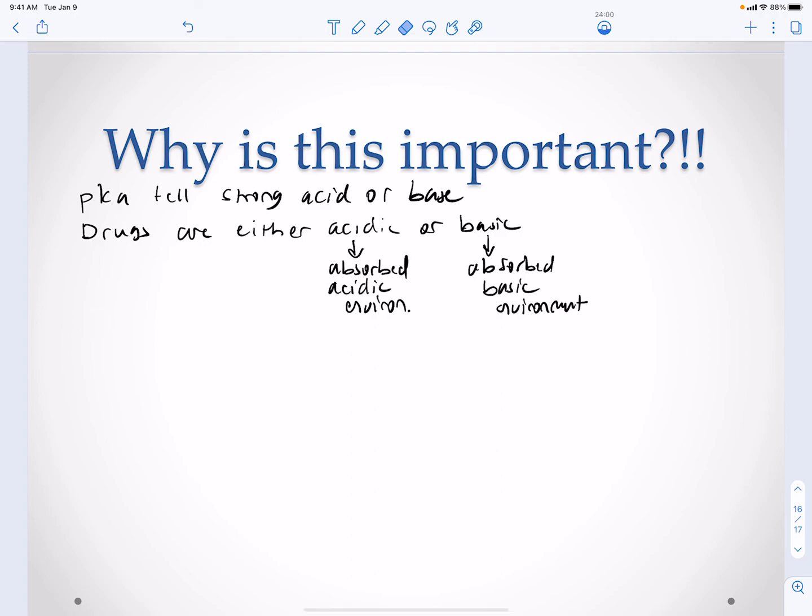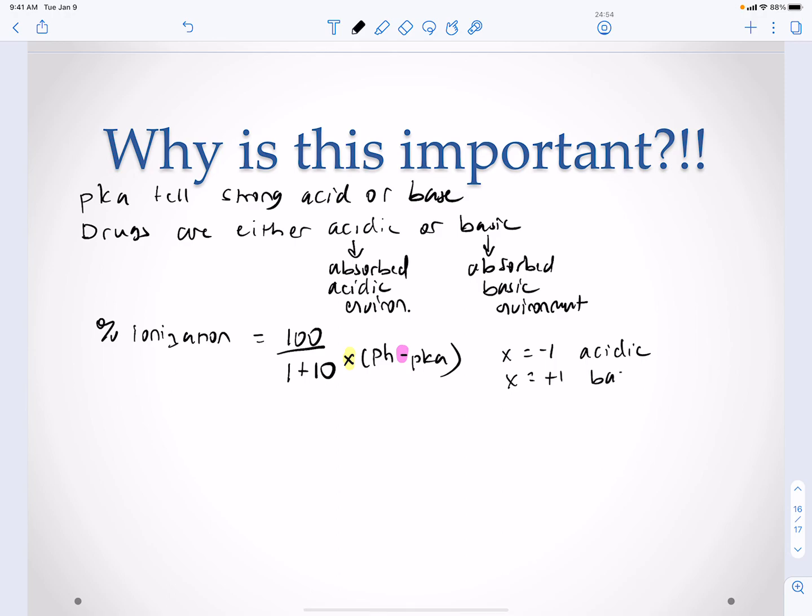Now we have a percent ionization calculation. And this is going to be 100 over 1 plus 10 to the x, where x is pH minus pKa. Okay, so anytime you have a power of something and you have a negative symbol in here, that negative symbol is going to drive whether that x value is going to be a negative x or a positive x. So if this x here is negative, then it's going to be acidic. If the x is positive, it's going to be basic.